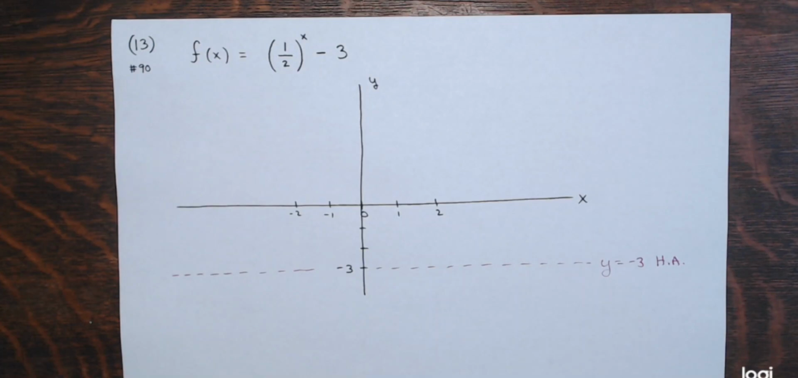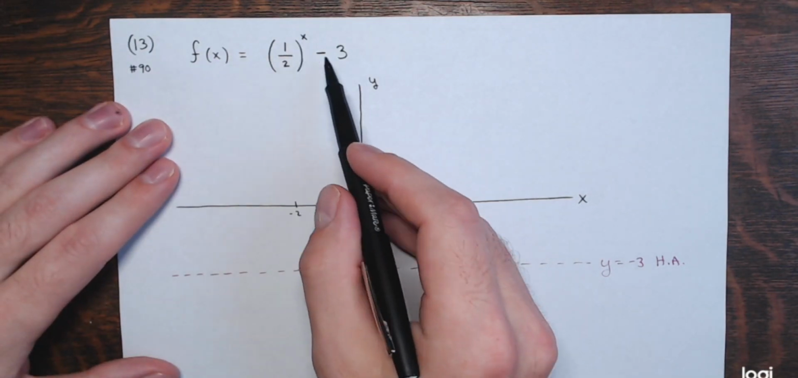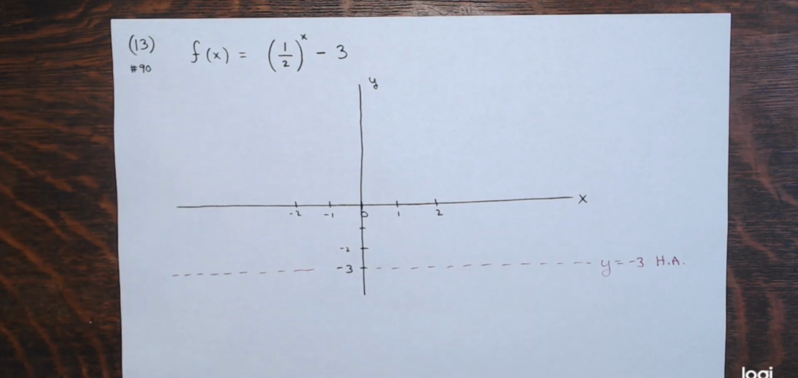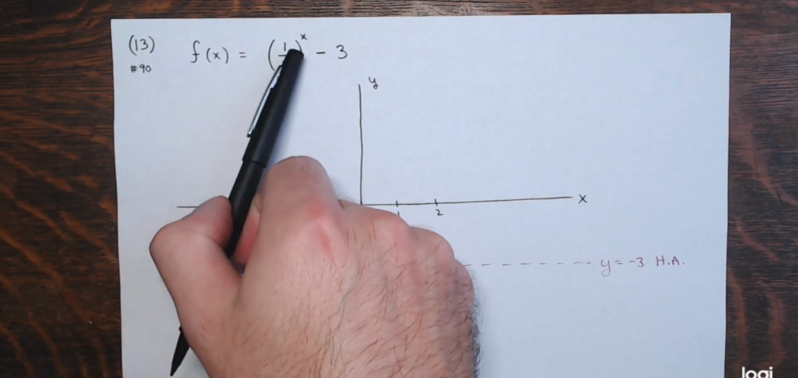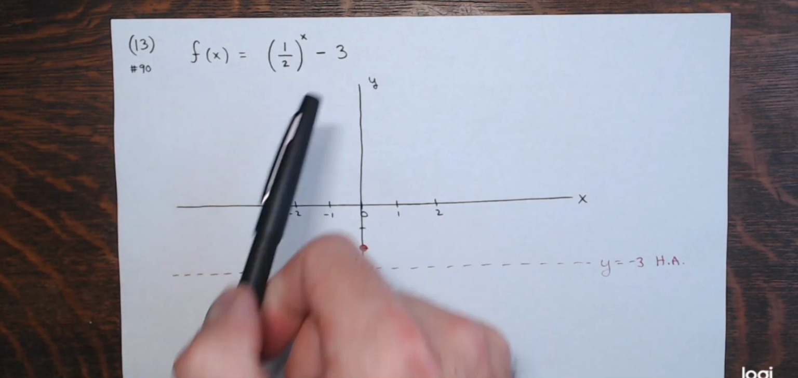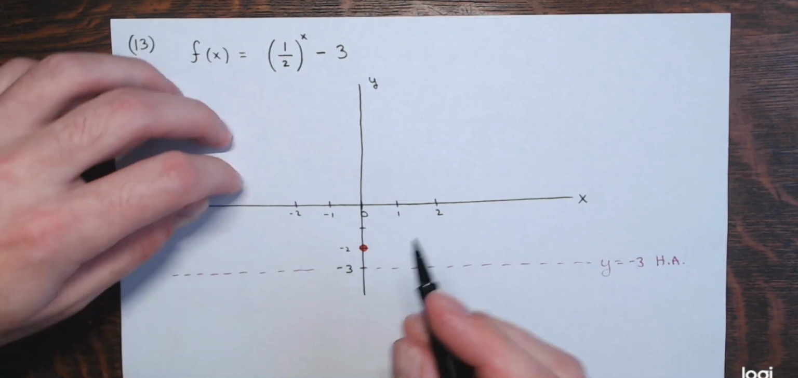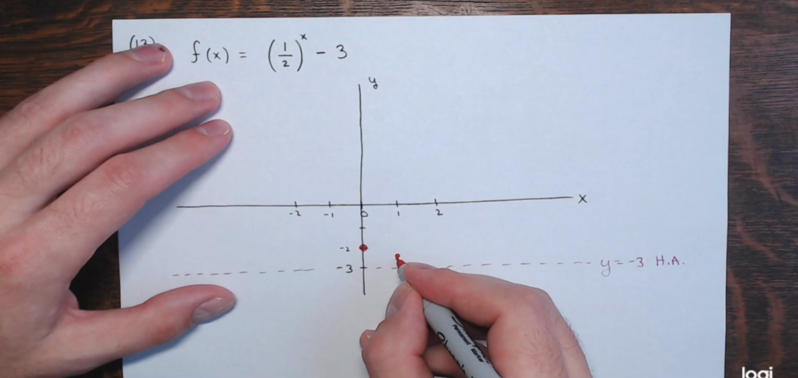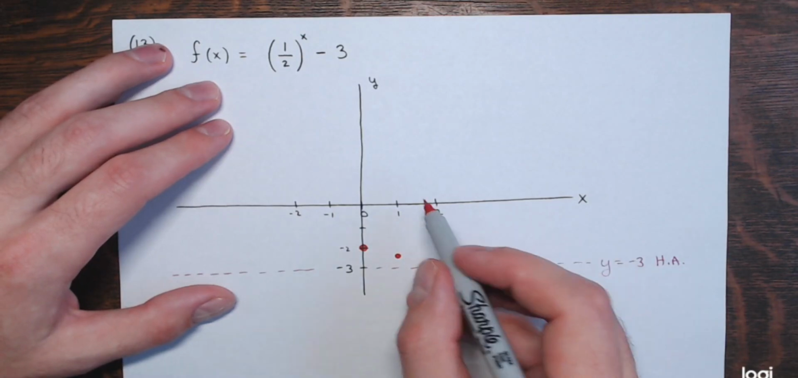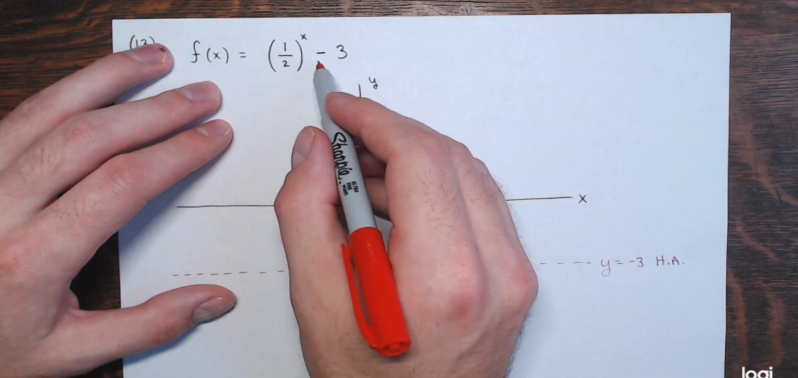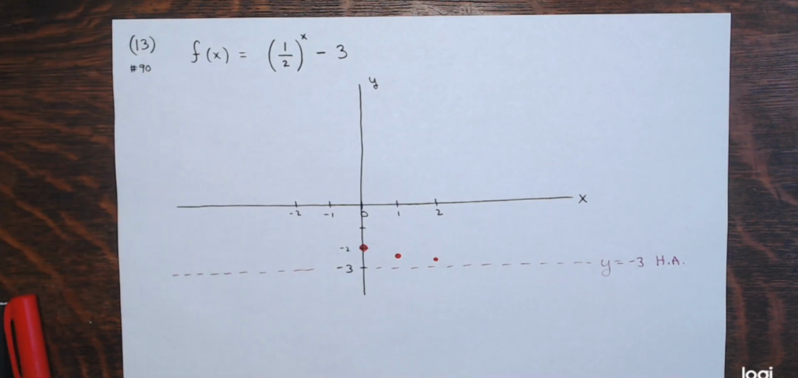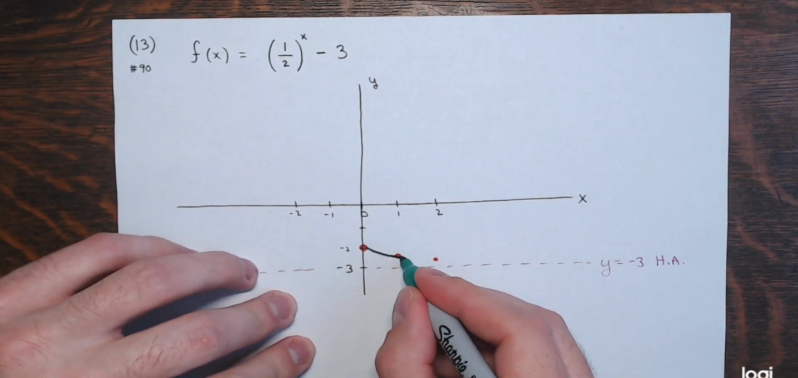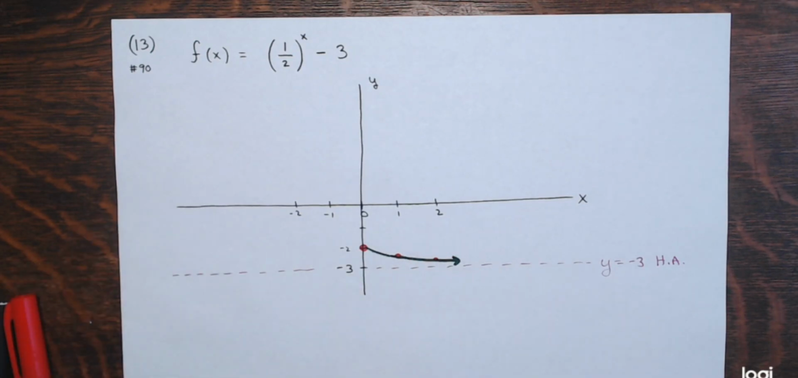And let's see what we get. All right, now half to the 0 is 1, minus 3 is -2. All right, so input 0, output -2. 1/2 to the first is a half. Minus 3 is -2.5, so lower than -2 here. So this point here, when input 1, output -2.5. Input 2, 1/2 squared is a quarter. Minus 3 is -2 3/4, which is even lower. So you're going to see that the graph approaches y equals -3 to the right. This is a decreasing function, which you could have guessed because the base is less than 1.